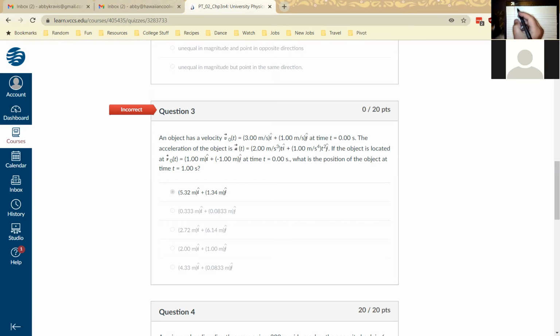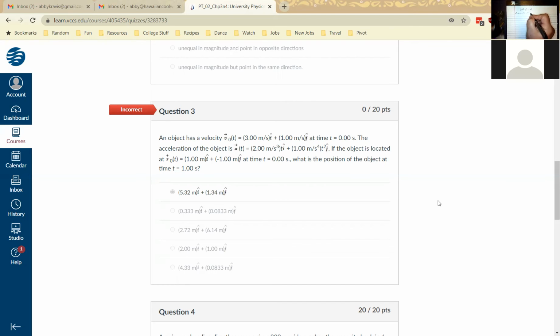You're going to start with a of t equal to, and I'm going to get rid of all the units right now. I'm just going to write 2t i hat plus 1t squared j hat. And I'm going to say v0, actually, that shouldn't be even of t. That should be v of t equals 0. That's going to be 3 i hat plus 1.00 j hat. And that is at t equals 0.